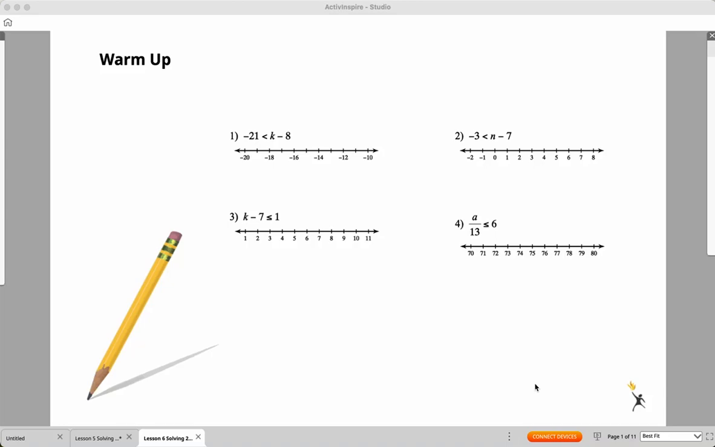All right. Let's get started with some more math today. Let's start with our warm-up. I'm going to give you guys a chance to pause the video and walk through these 4 problems that review what we talked about in our last lesson, how to solve one-step inequalities.